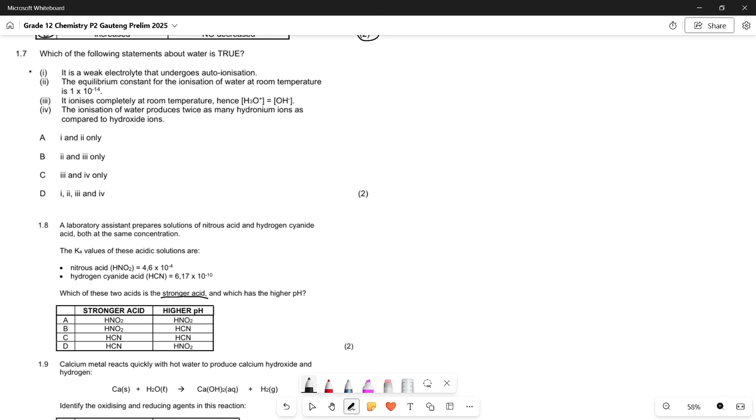And then 1.7 here says, which of the following statements about water is true? So 1, it is a weak electrolyte that undergoes autoionization. And then 2, the equilibrium constant for the ionization of water at room temperature is 1 times 10 to the negative 14. 3 says it ionizes completely at room temperature, hence H3O plus equals OH minus. 4, the ionization of water produces twice as many hydronium ions as compared to hydroxide ions. So A, B, C, and D have different combinations of which ones are correct. D has all of them, and the others only have 2, and we have to see which ones are true.